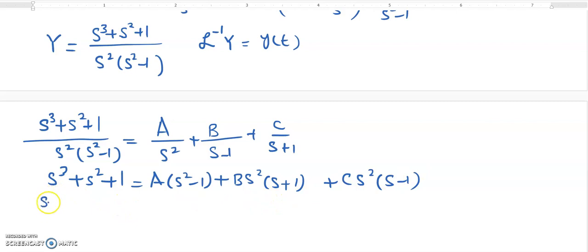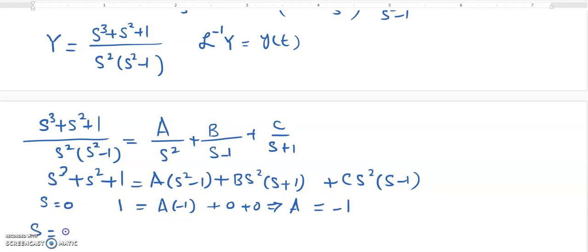Okay, so assume s is equal to 0. The left hand side will be 1, and this term will be minus A, and the other terms will vanish because s is equal to 0. So from here we find A is equal to minus 1.